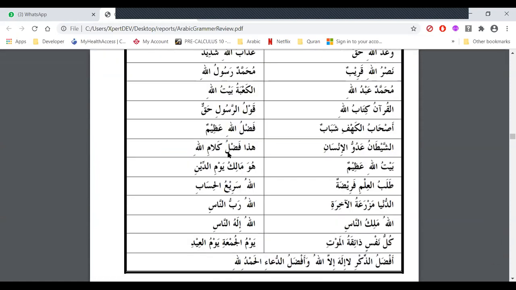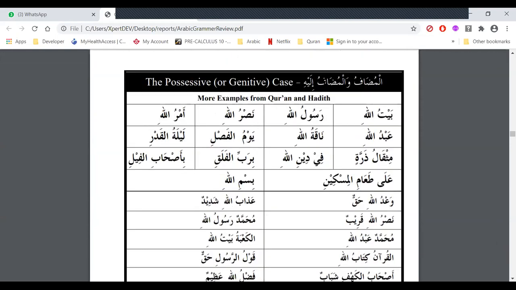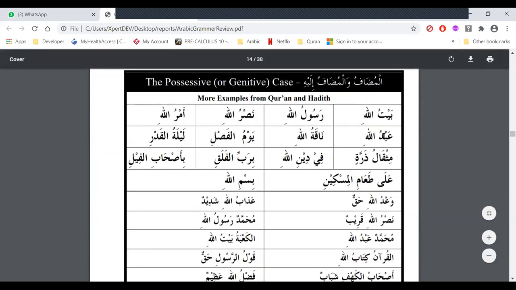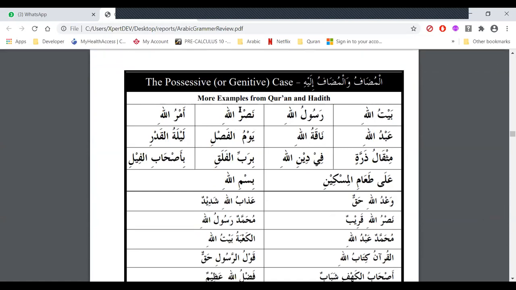Okay. So now look at this. Baytullah. What is Baytullah? House of Allah. Allah's house. Rasulullah. Allah's Rasul. Nasrullah. Allah's help. Amrullah. Allah's Amr. Or what do you call Amr? Command. Okay. Abdullah. Allah's servant. Nakatullahi. What is Nakatullahi? Allah's camel. Female camel. Female camel, right?